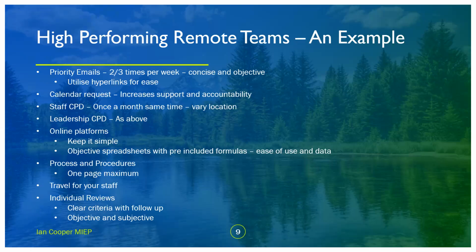So I've just tried to create an example of things that I've done. Priority emails 2 to 3 times a week, concise and objective. Utilize hyperlinks. There was a really good comment with regards to using live hyperlinks, government websites, especially for funding rules, to ensure that everything's on there and everything's where it needs to be, but also utilizing hyperlinks to your shared platforms.